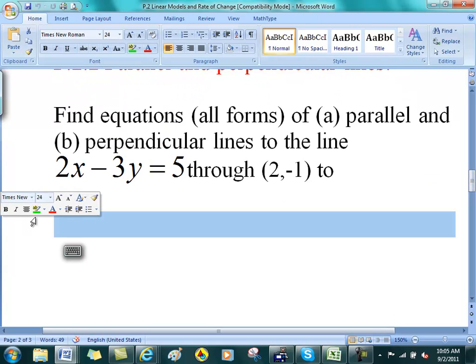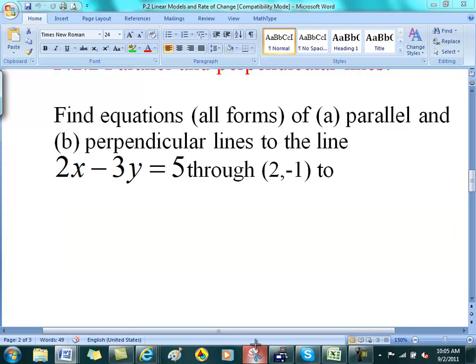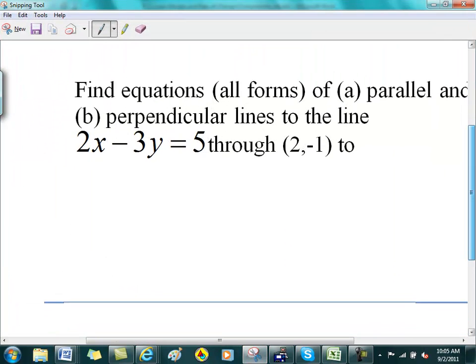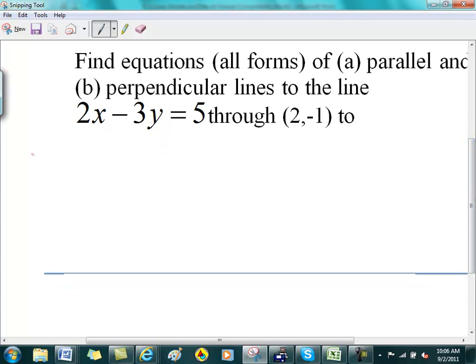So part A, to do parallel, I need to snip this. Okay, so part A, parallel. So I know from this equation that's given to me that the slope of that line is going to be equal to 2 over 3.